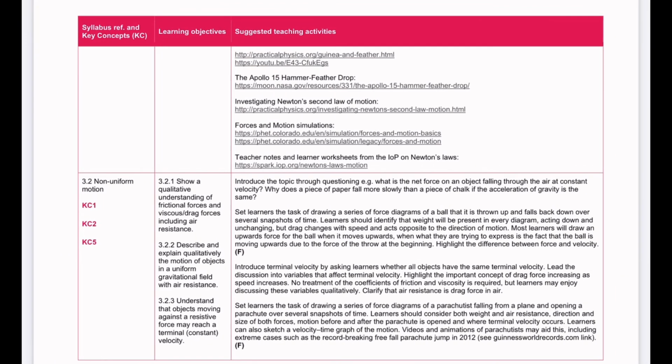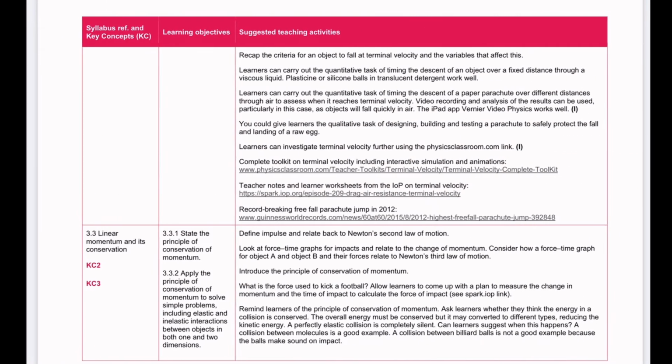The next key concept, 3.2, non-uniform motion. The learning objectives. 3.2.1, show a quantitative understanding of frictional forces and viscous/drag forces, including air resistance. 3.2.2, describe and explain quantitatively the motion of objects in a uniform gravitational field with air resistance. 3.2.3, understand that objects moving against a resistive force may reach a terminal, which is the constant velocity.